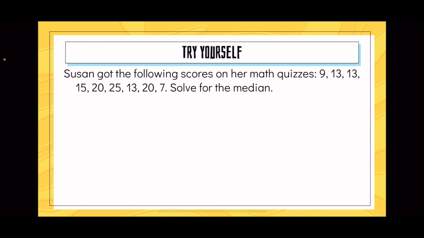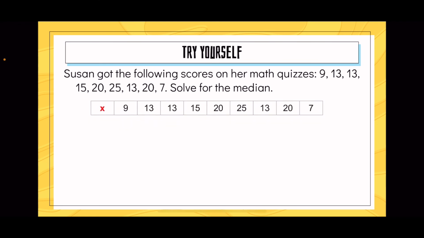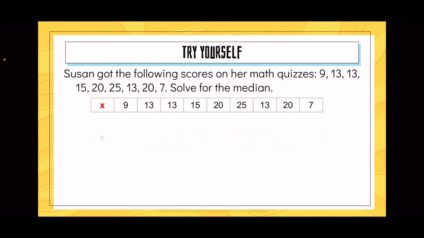So I want you to try this for yourself using the same problem as the mean. Susan got the following scores on her math quizzes: 9, 13, 13, 15, 20, 25, 13, 20, and 7. So solve for the median. What is the first thing that you are going to do? You are going to arrange the data in order from lowest to highest.